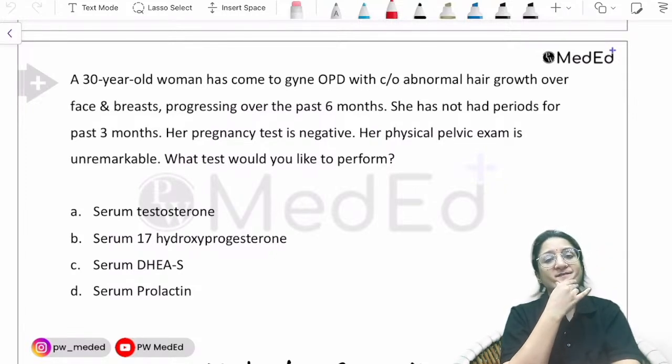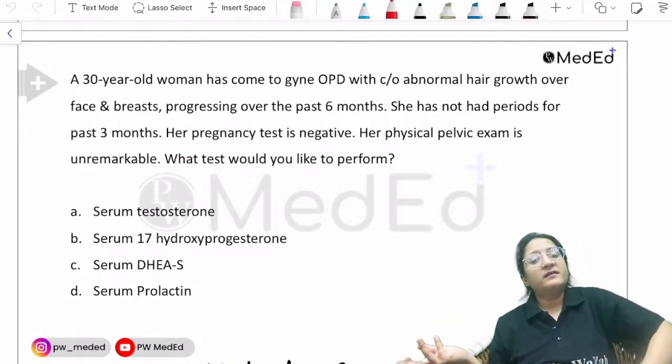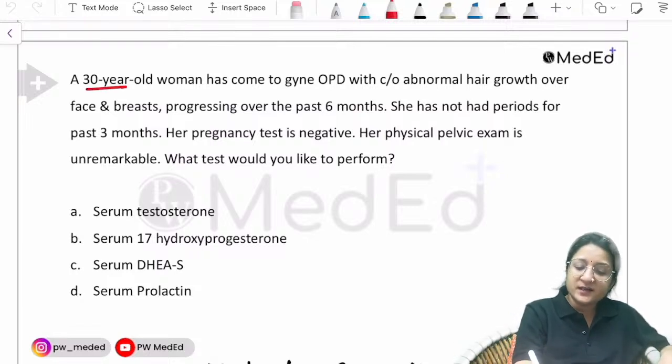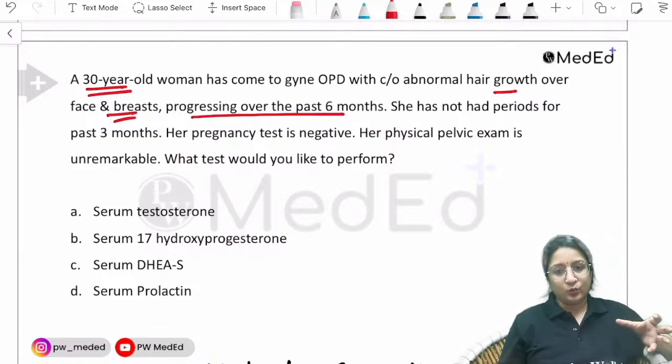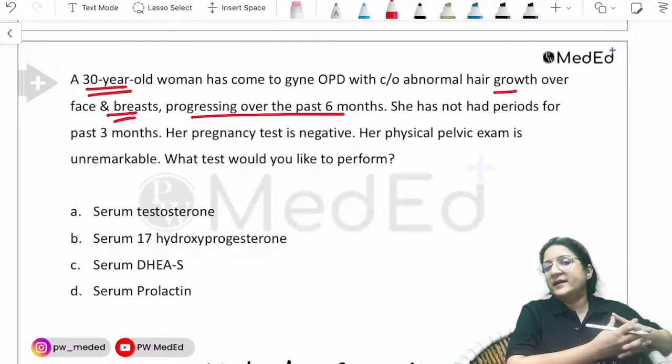Yes. S has already answered straight away. She's having hirsutism. And that hirsutism, look at this age, 30-year-old, progressing over the past 6 months. So something that is new in onset, something that is progressing very fast. She's not even had a period for past 3 months. Pregnancy test is negative. Physical examination, you've not found anything.